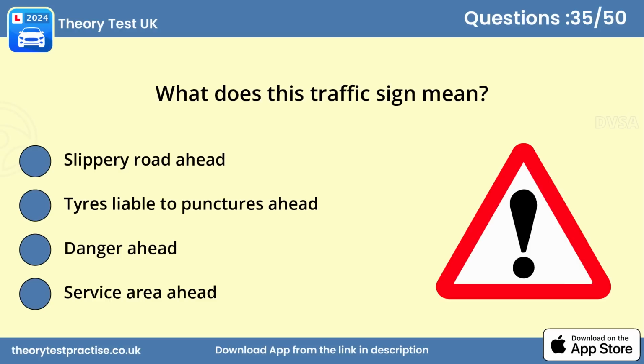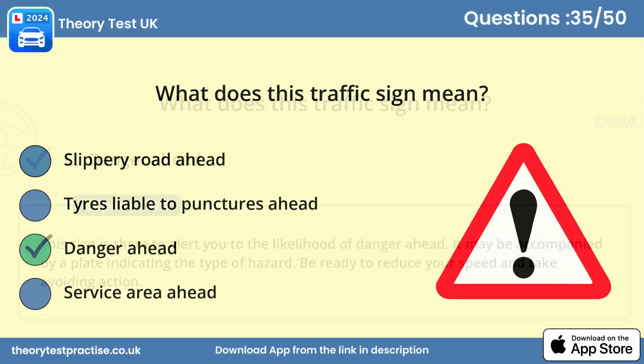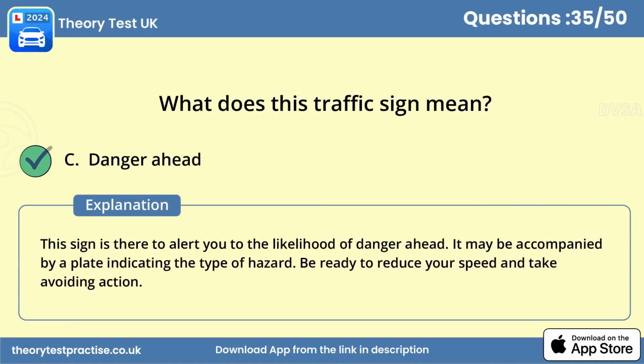Question 35. What does this traffic sign mean? C. Danger ahead. This sign is there to alert you to the likelihood of danger ahead. It may be accompanied by a plate indicating the type of hazard. Be ready to reduce your speed and take avoiding action.